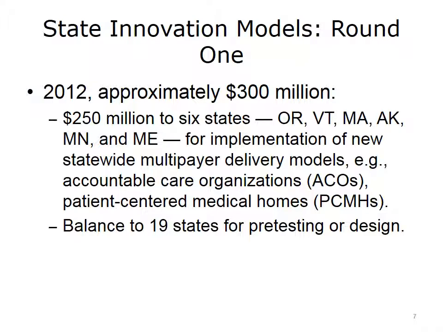Total funding for Round 1 in 2012 was $300 million. Six states, including Oregon, Vermont, Massachusetts, Arkansas, Minnesota, and Maine, received a total of $250 million for statewide multi-payer delivery models, including accountable care organizations, ACOs, and patient-centered medical homes, PCMHs. The $50 million balance was distributed among 19 states for some pre-testing or design for Round 2 in 2014.